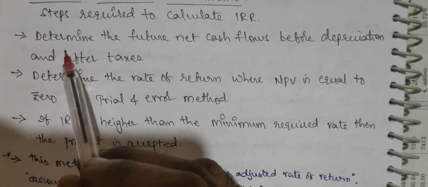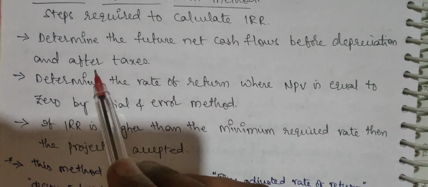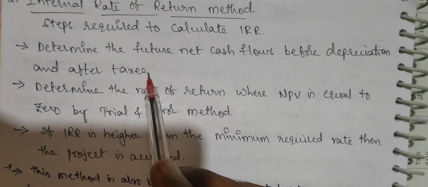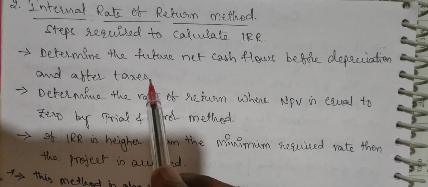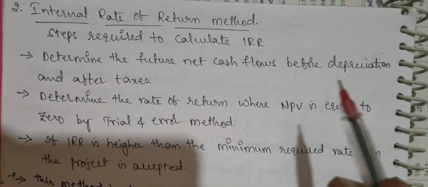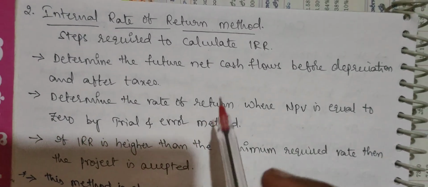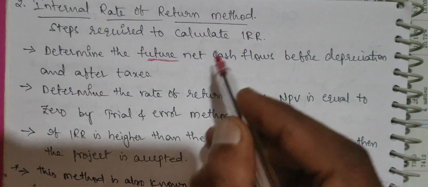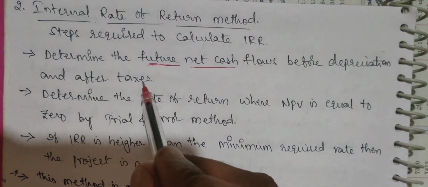See, the first and foremost point: determine the future net cash flows before depreciation and after taxes. For every project, we use certain machineries and all those things. For those machineries, we will calculate the depreciation and we need to pay some taxes. So we need to determine here the future net cash flows before depreciation and after taxes.